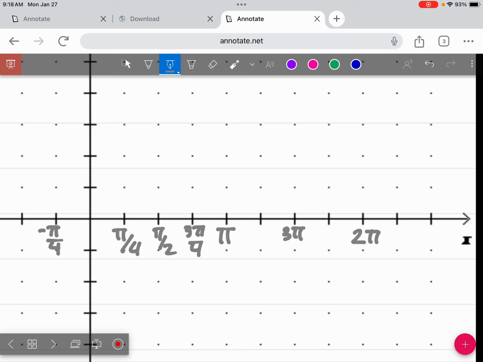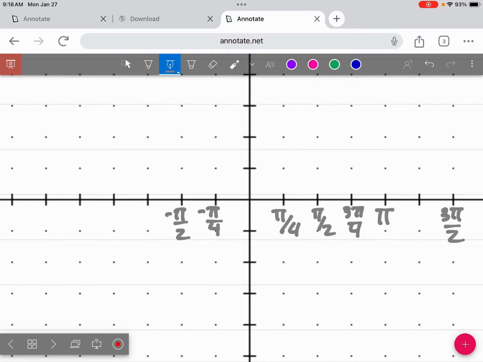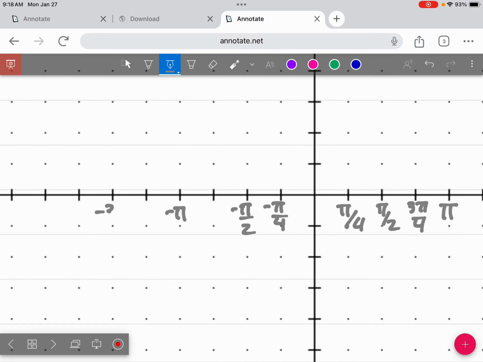This one's 3 pi over 2. So we can do our minuses as well. Minus pi over 2, minus pi, minus 3 pi over 2, minus 2 pi. I can go the wrong way around my circle. Again, we're not necessarily going to number each one of them. More often than not, I will just put the pi's on there simply because it gets really crowded. But since we're doing this for the first time, I'm going to have them all up there so we can see stuff.